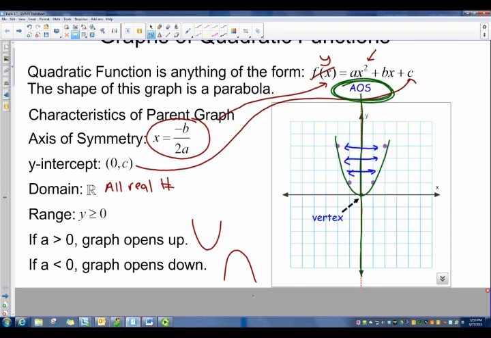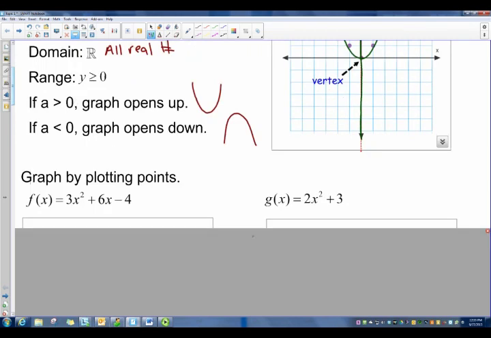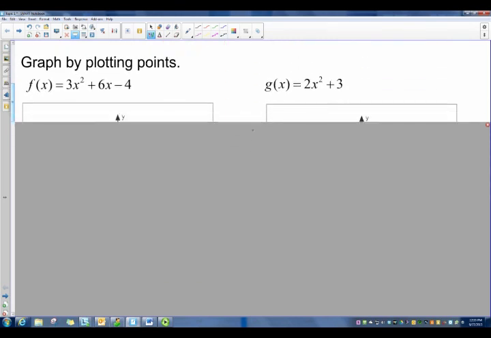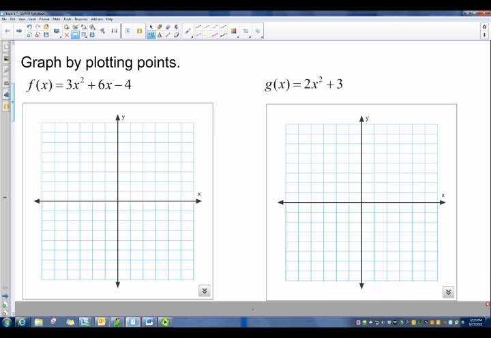All right, so these are some of the things we're going to end up using in graphing these. So let's keep going on. So here we go. First thing says graph by plotting points. Now this is one way that you can graph parabolas. Okay, graph by plotting points. And here's what I mean by that. You're going to start by picking a number and substituting it in.